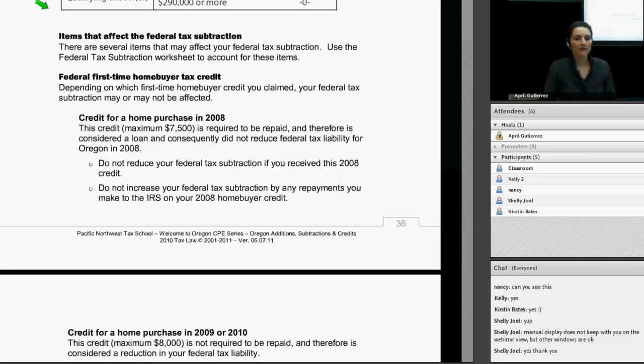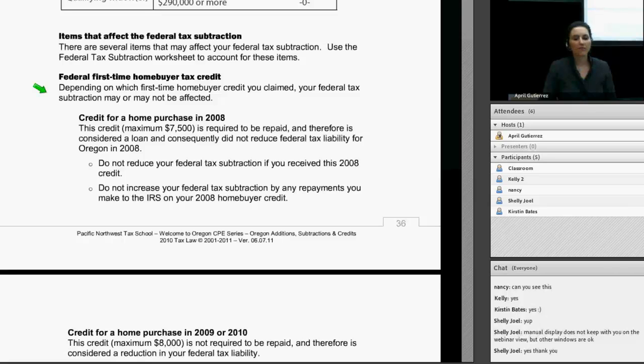Items that affect the federal tax subtraction. There are several items that may affect your federal tax subtraction. I already pointed them out on the form, but we're going to discuss each of those in turn now. Use the federal tax subtraction worksheet to account for these items, beginning with the federal first-time homebuyer tax credit.